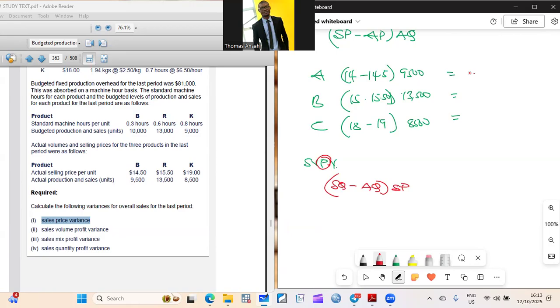Is that okay? So are you done with this one? Give me the figures. 4,750. Is it favorable or adverse? Favorable. Because this is selling. You budgeted to sell it at 14. You were able to sell it at 14.5. More. All right. 6,750. Favorable. 8,500 favorable. All right, so that's fine.